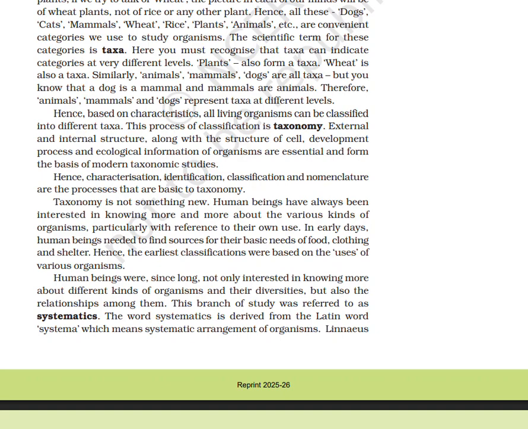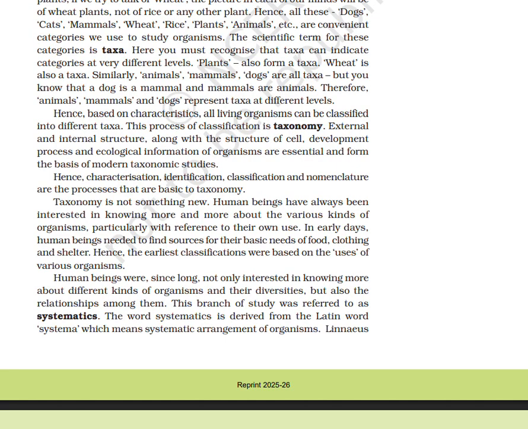Taxonomy is not something new. Human beings have always been interested in knowing more and more about the various kinds of organisms, particularly with reference to their own use. In early days, human beings needed surely to find sources for the basic needs of food, clothing, and shelter. Hence, the earliest classifications were based on the uses of various organisms. Human beings were since long not only interested in knowing more about different kinds of organisms and their diversities, but also the relationship among them. This branch of study was referred to as systematics.